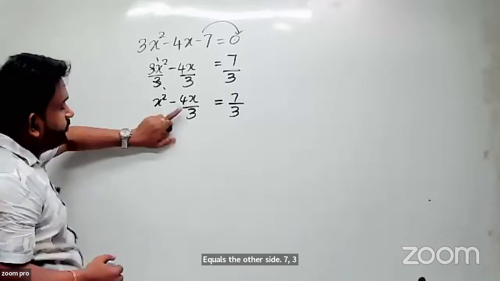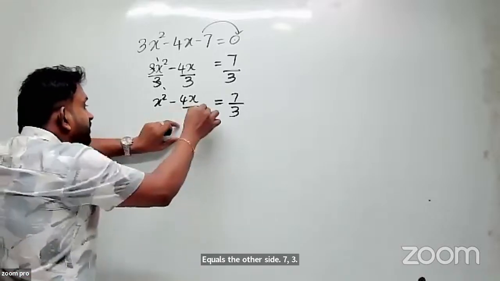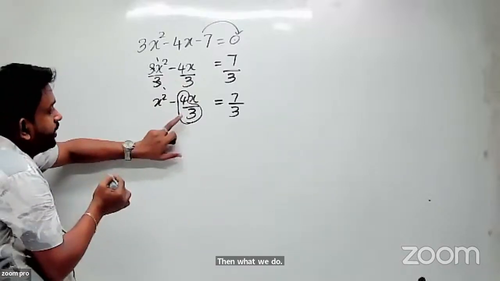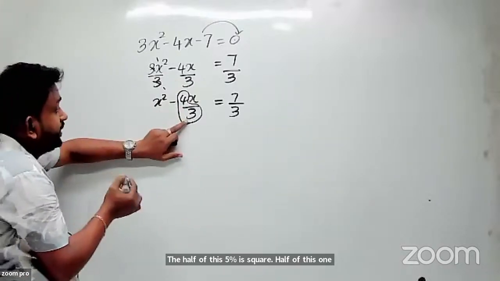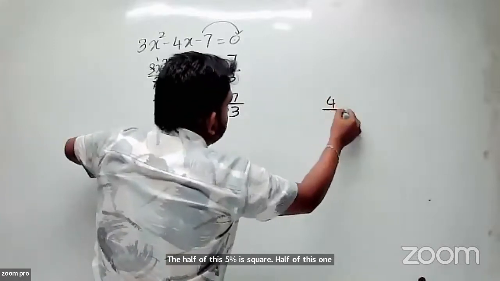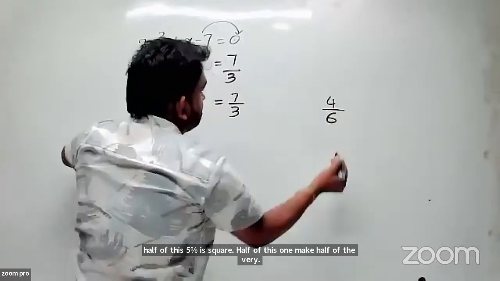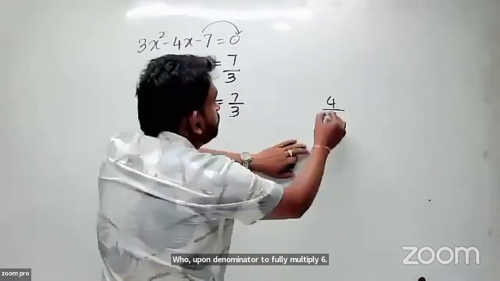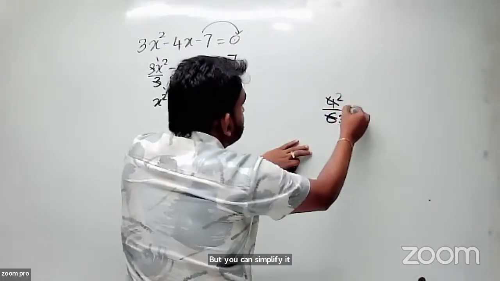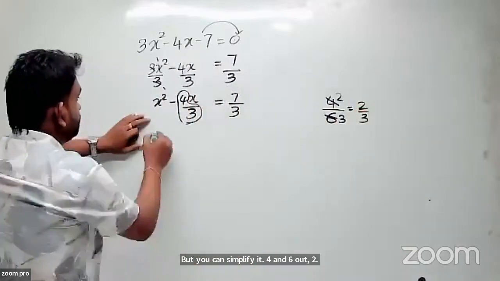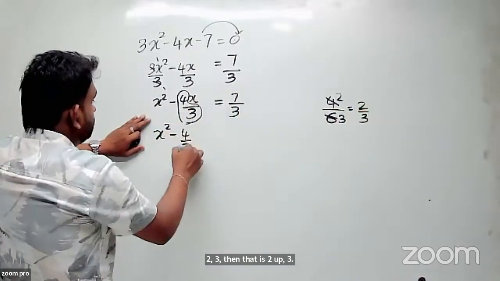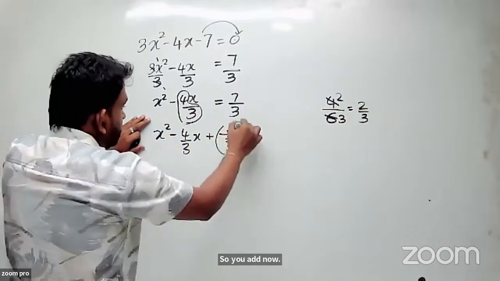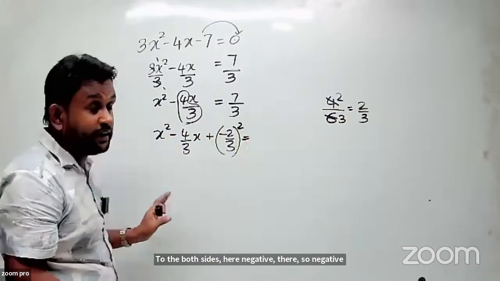Then what we do, take half of this coefficient and square it. Half of 4 upon 3, the denominator multiplied by 2 gives 6. But you can simplify 4 and 6, by 2, that is 2 upon 3. So you add it now to both sides. Here negative, so negative 2 upon 3 perfect square to both sides.